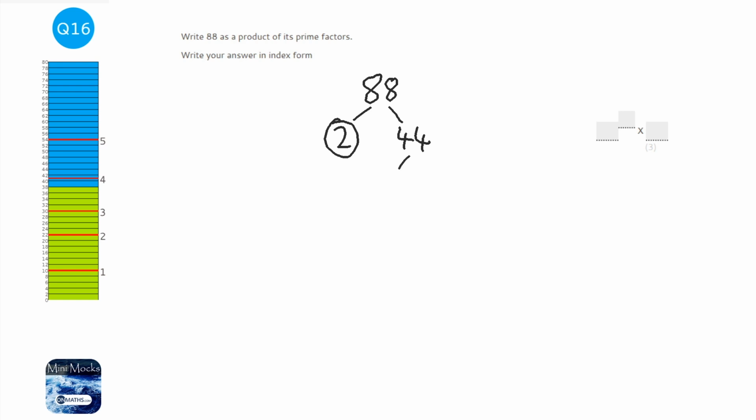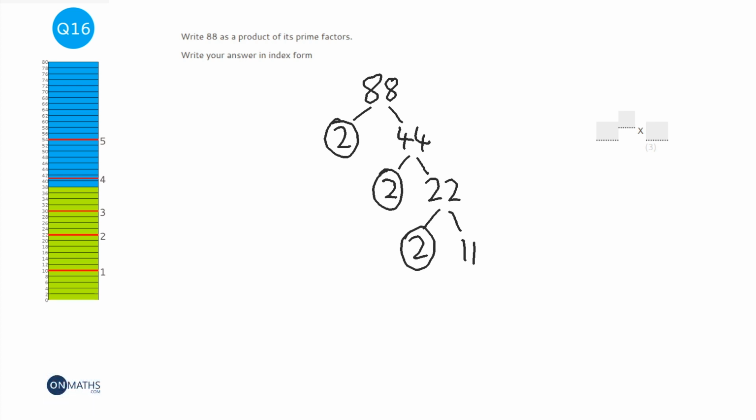So 44, we can divide another 2 out of that, so 2 and 22, 2 and 11. Now 11 is also a prime number, and when you're left with just prime numbers, then you write your answer out like this.